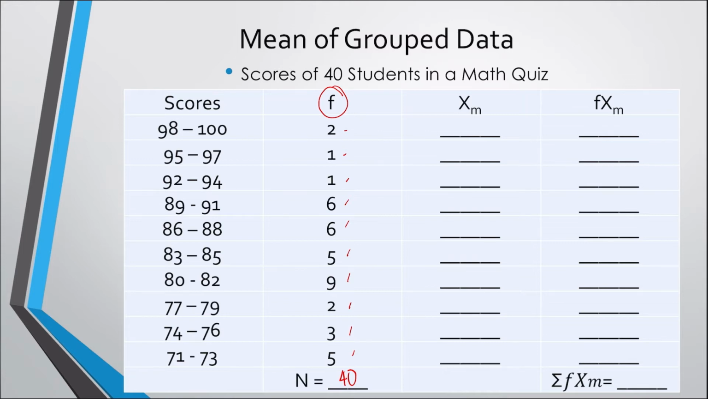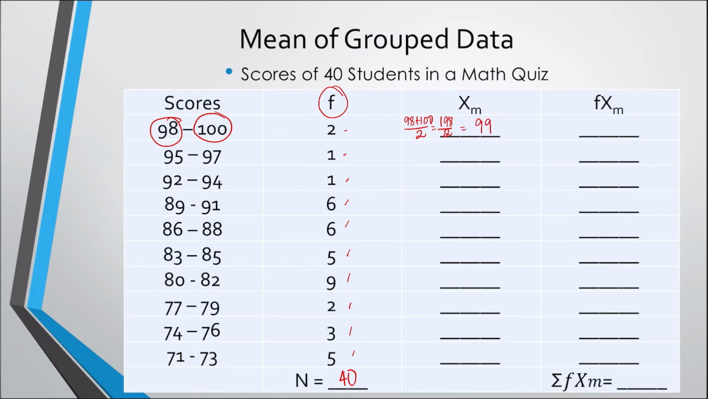Next is yung x sub m. Ang x sub m ay yung average ng lower interval at higher interval. Sabihin, average niya, ipag-a-add natin sila divided by 2. So, 98 plus 100 divided by 2, that is 198 divided by 2, that is equal to 99.